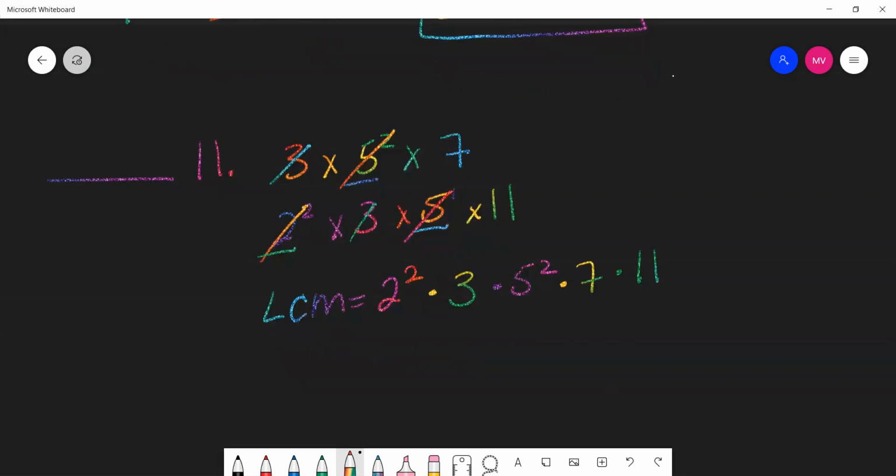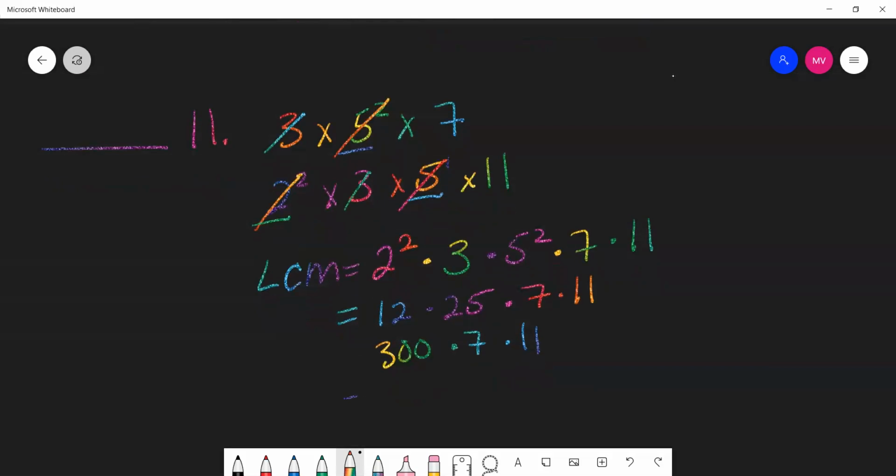Okay. So let's break this down. 2 squared is 4. 4 times 3 is 12. 5 squared is 25. And then we have 7 and 11. All right, so 12 times 25. 25 goes into 100 4 times. So that's 300 times 7 times 11. And then 3 times 7 is 21. So that's 2100 times 11.